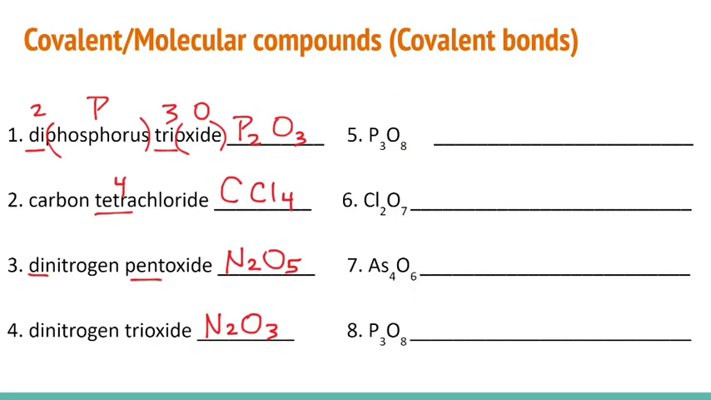Now writing names, focus on the prefix first because that always goes first. So 3 is tri, P is phosphorus, and then I have 8 oxygens, so that's going to be octaoxide. Remember that we changed that element's name to have "ide" to show it's part of a compound.